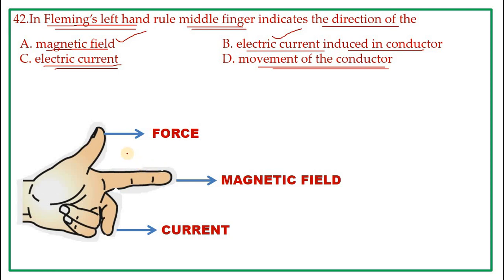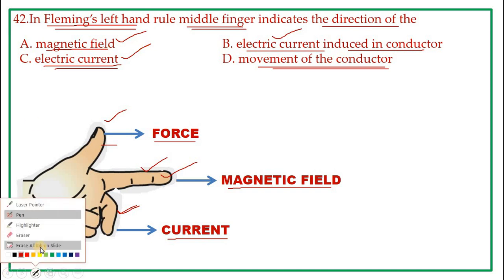Say I have taken a left hand with all three fingers, thumb, forefinger and middle finger, expanded mutually perpendicular to each other. Now, the thumb represents force, the forefinger represents magnetic field, and the middle finger represents current. Now, I hope you got the answer. For this question, the correct answer is electric current. To keep this in your mind, you have an idea here.